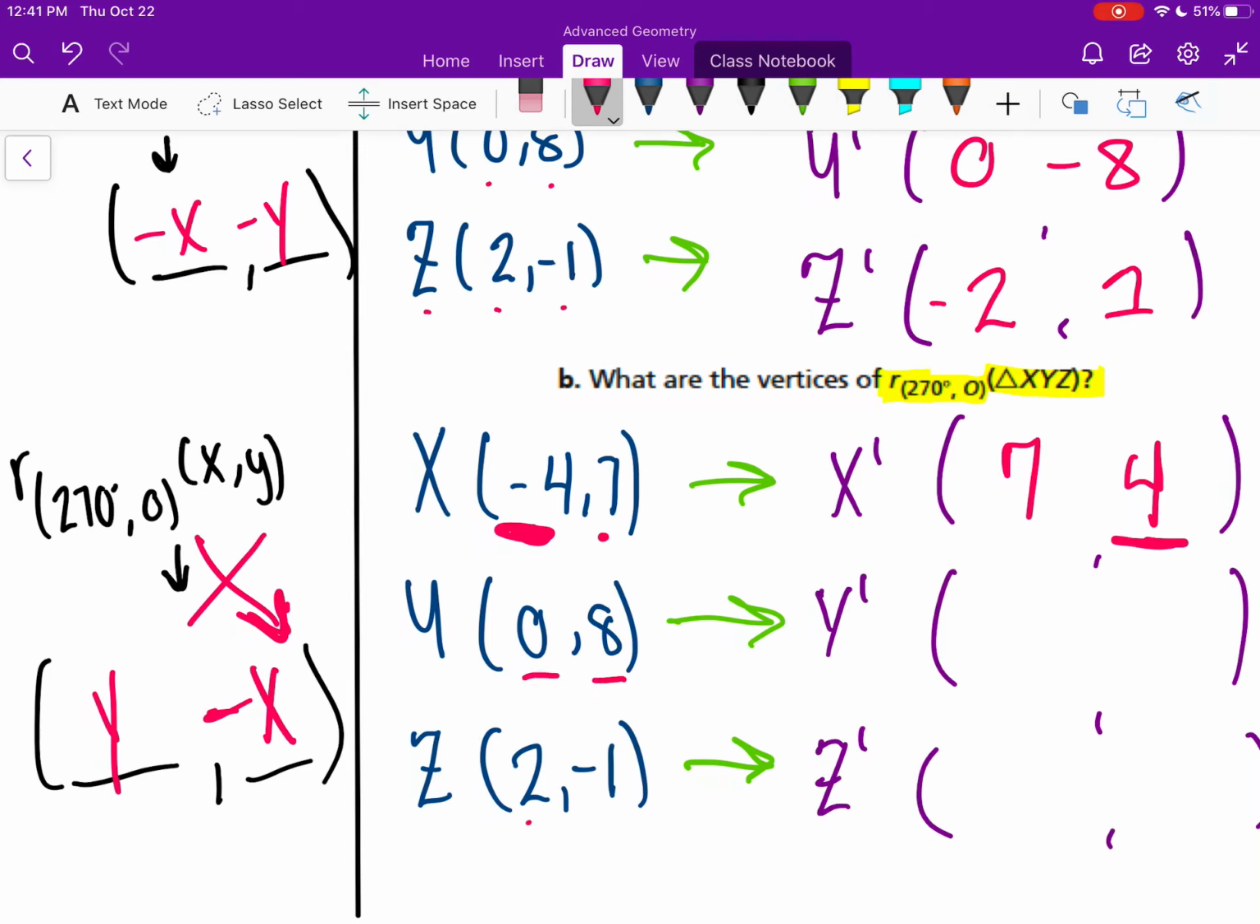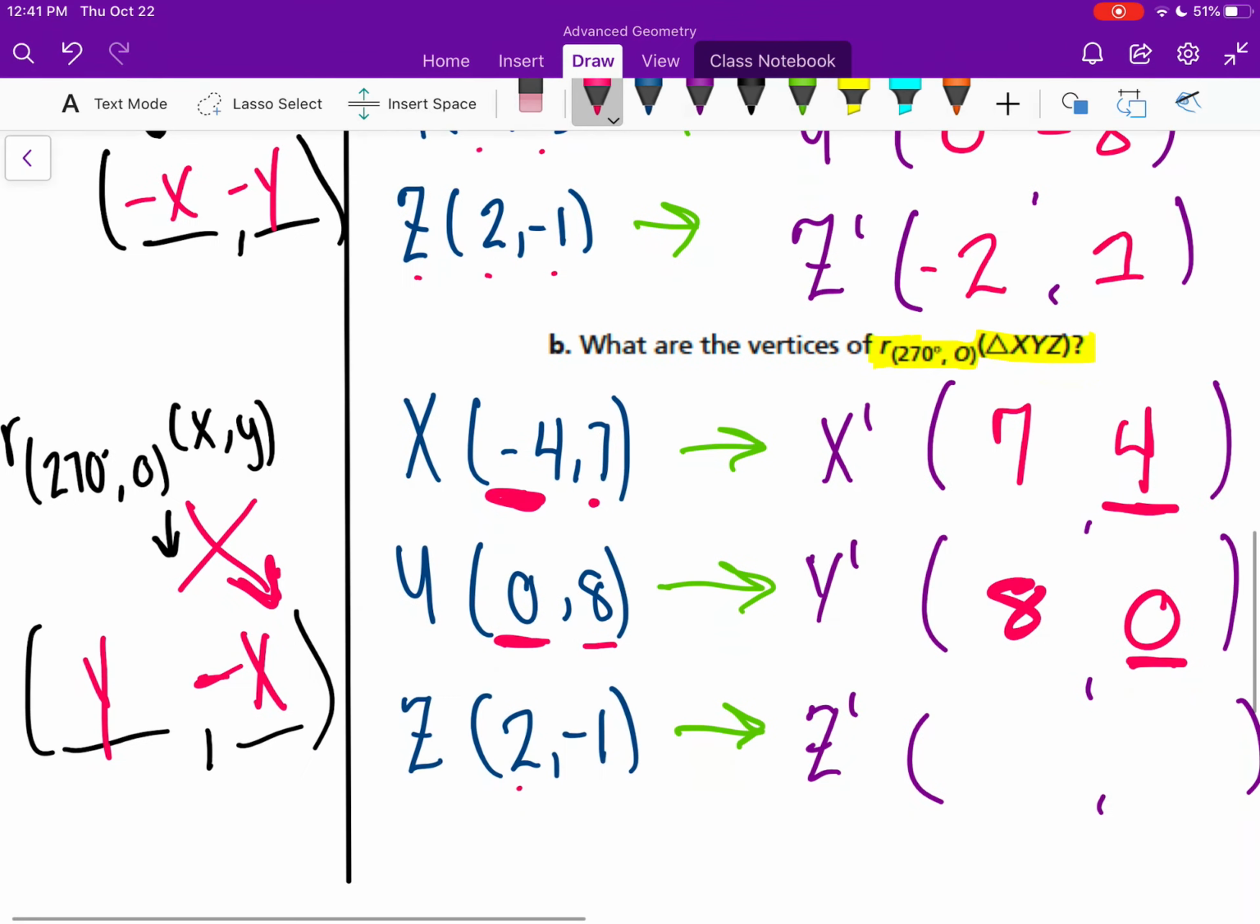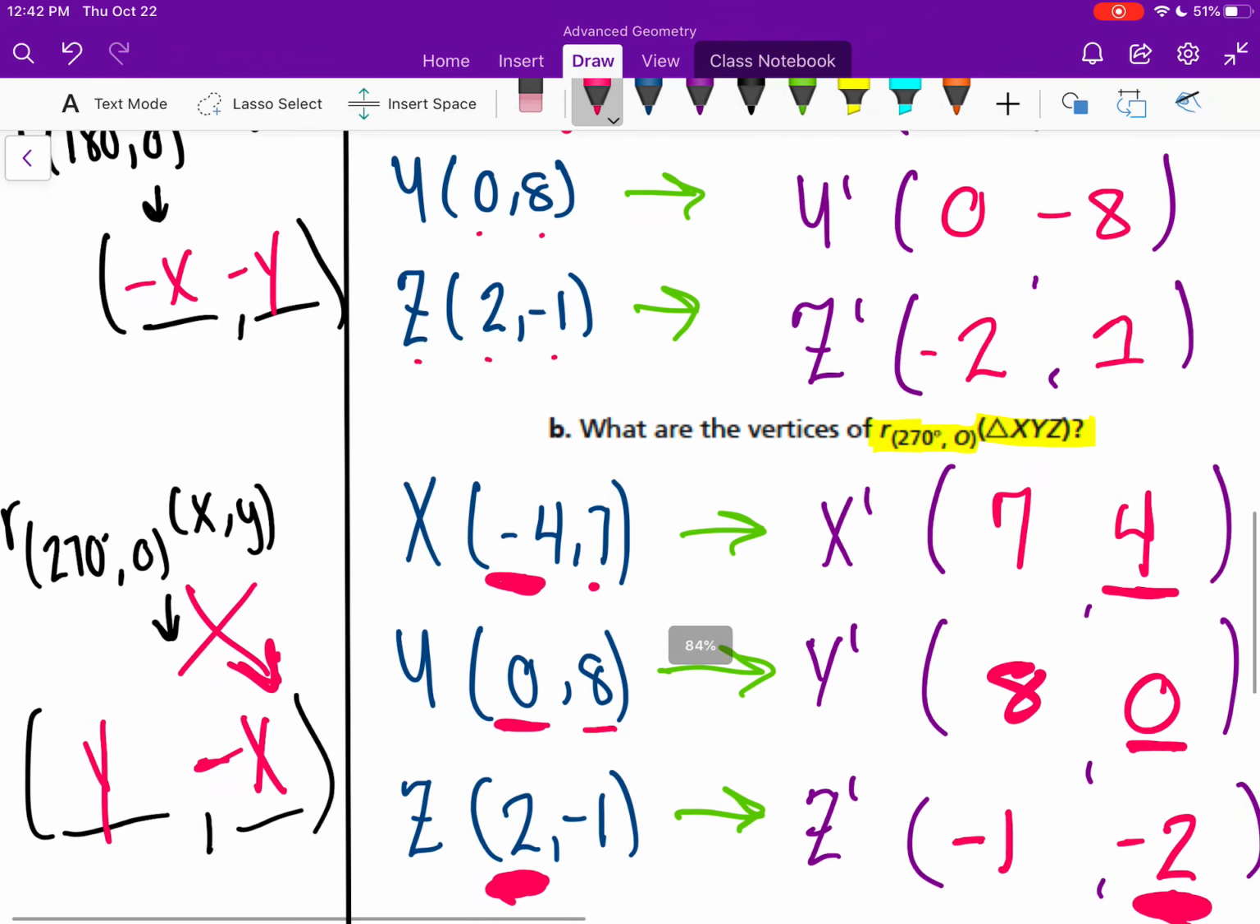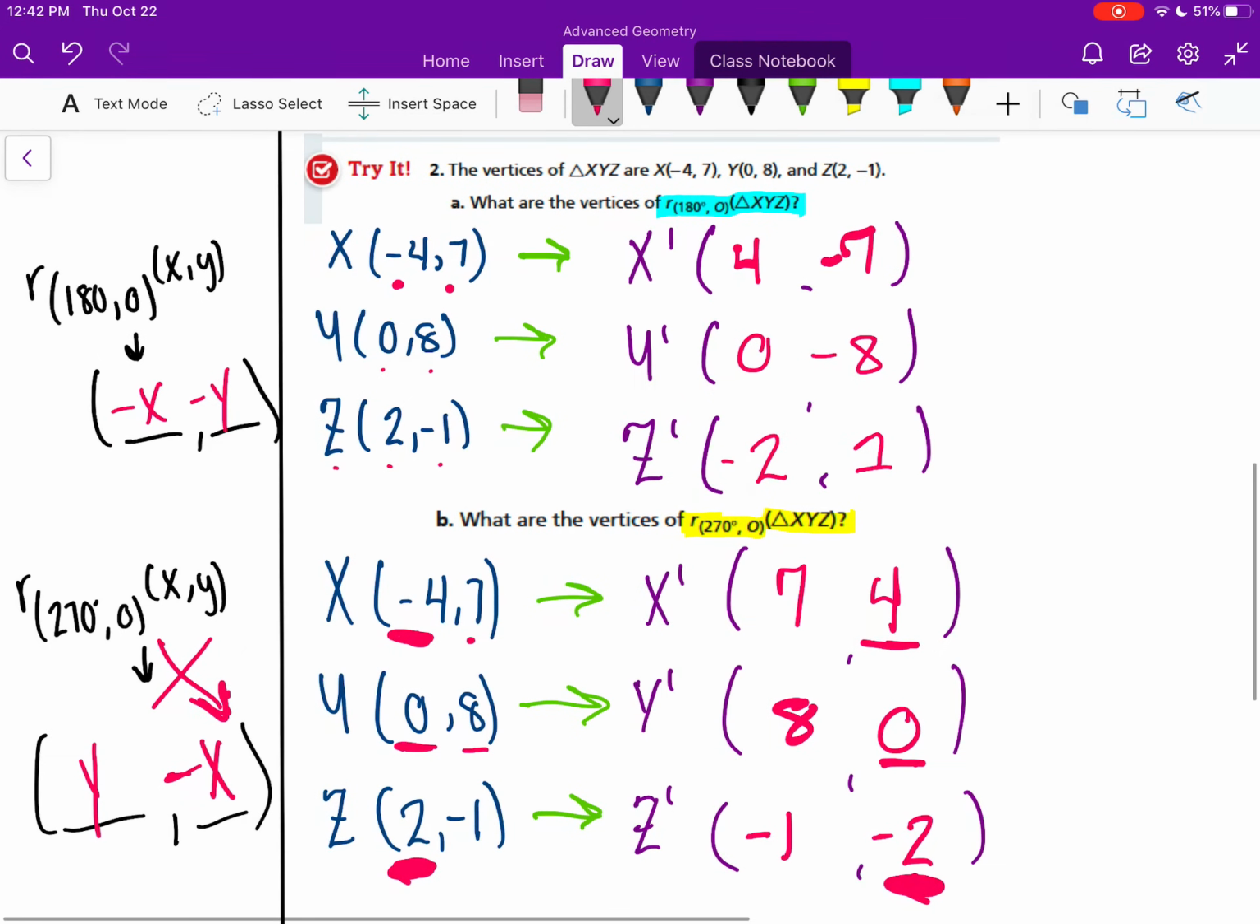This (0, 8) would become (8, 0), because we can't actually change the sign of 0. And (2, negative 1) would become (negative 1, negative 2), because we would switch the x and the y, and we would change the sign of the x. And that's how we would use that rule. And this, my friends, is all we need to know about rotations.